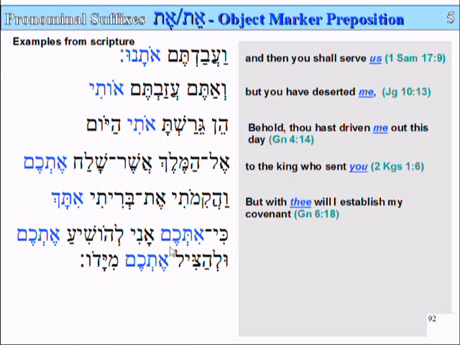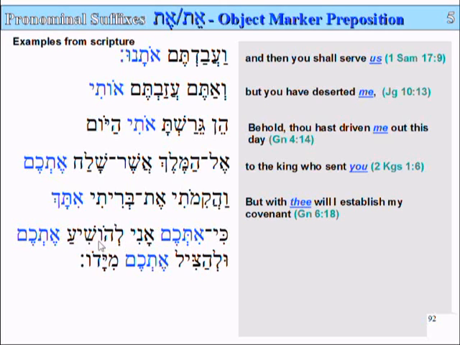Ki etchem ani lehoshia etchem. Ul hatzil etchem miyado. Ki etchem, for with you, just like this one here. With you. So this is not for you, but for with you. If it was otchem, it would be you. But if it's etchem, it's with you. Ki etchem, for with you, ani, I, or I am. No word for am. Ani, I.